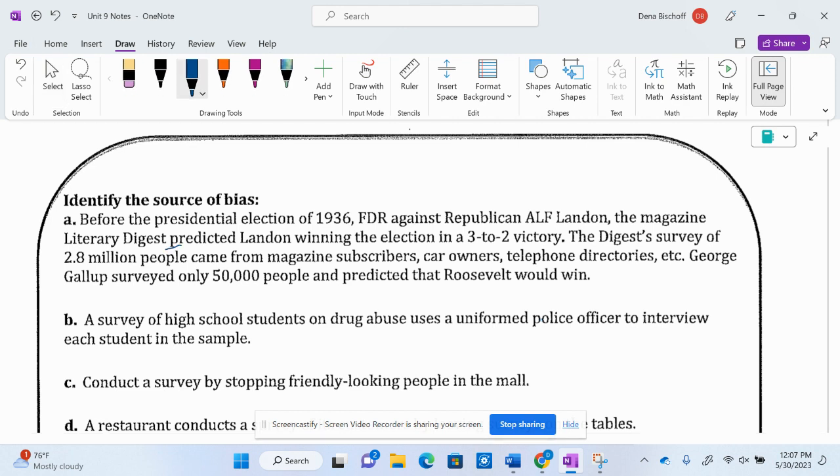Well, let's look really fast. First of all, the Digest surveyed 2.5 million, whereas the other one only surveyed 50,000 people. So, undercoverage. Yep.